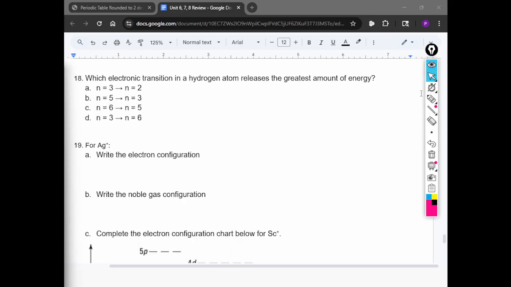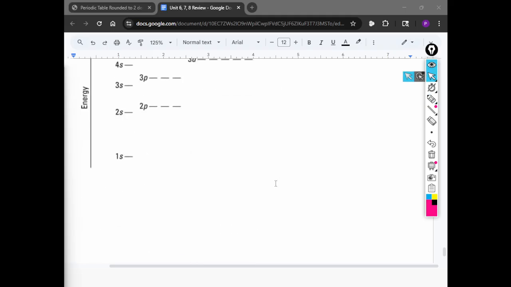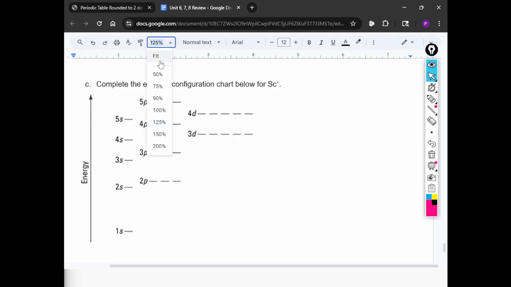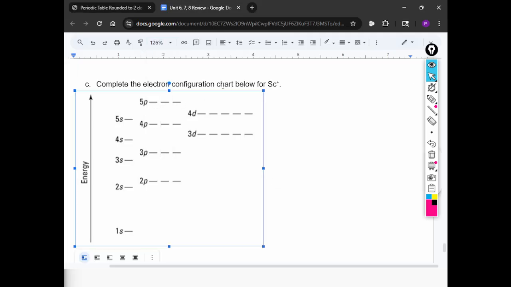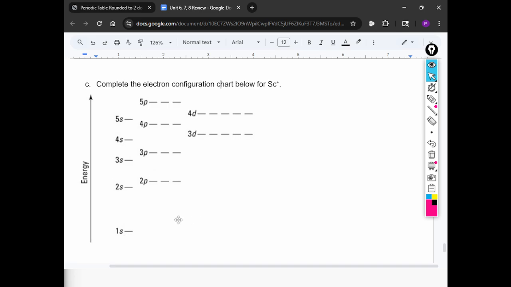For 18, it's asking you what electronic transition in a hydrogen atom releases the greatest amount of energy. We didn't talk in super detail about the actual distances and energy levels, but you can kind of see it in this electron configuration chart right here. These are the energy levels. What do you notice about the distances in the energy levels as you go higher in number? Yeah, they start shrinking, right? They start getting closer together.